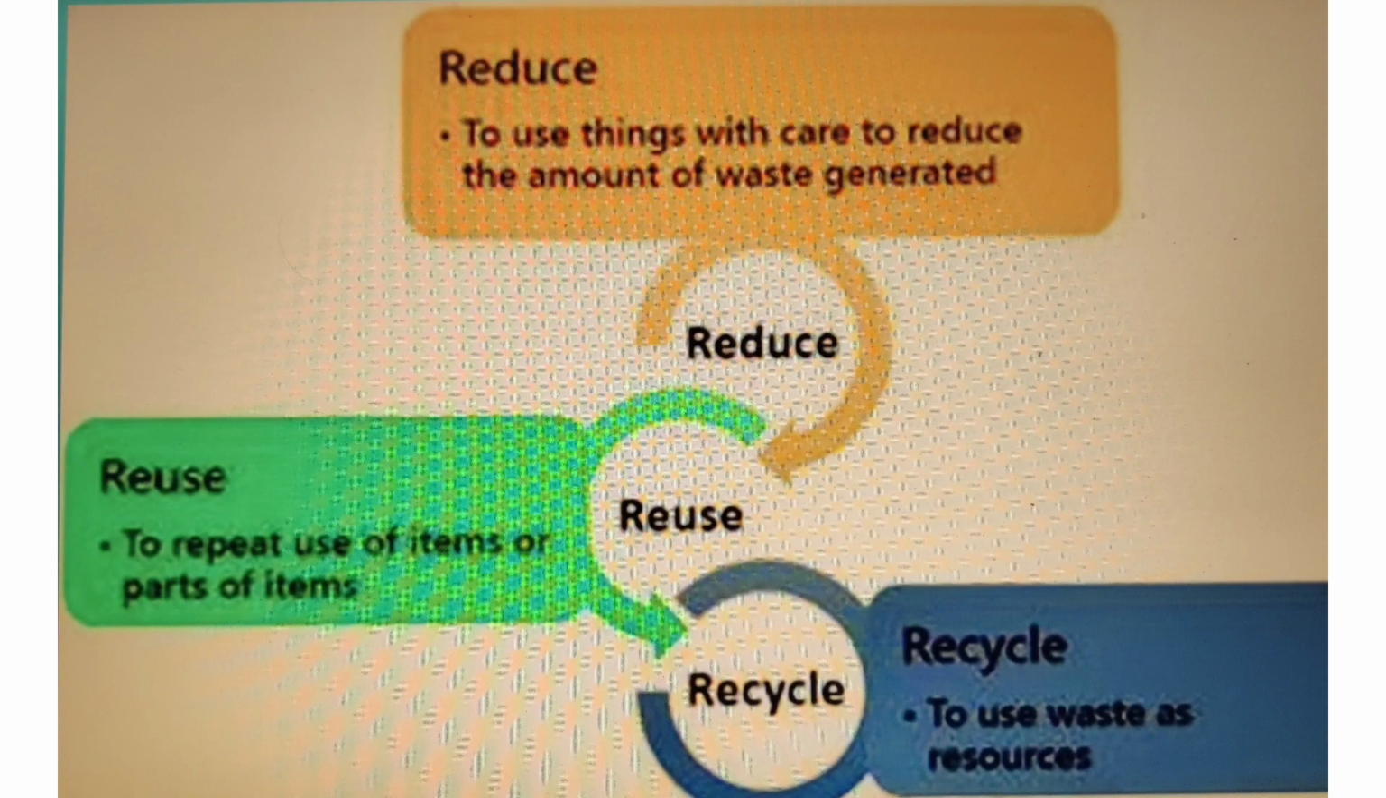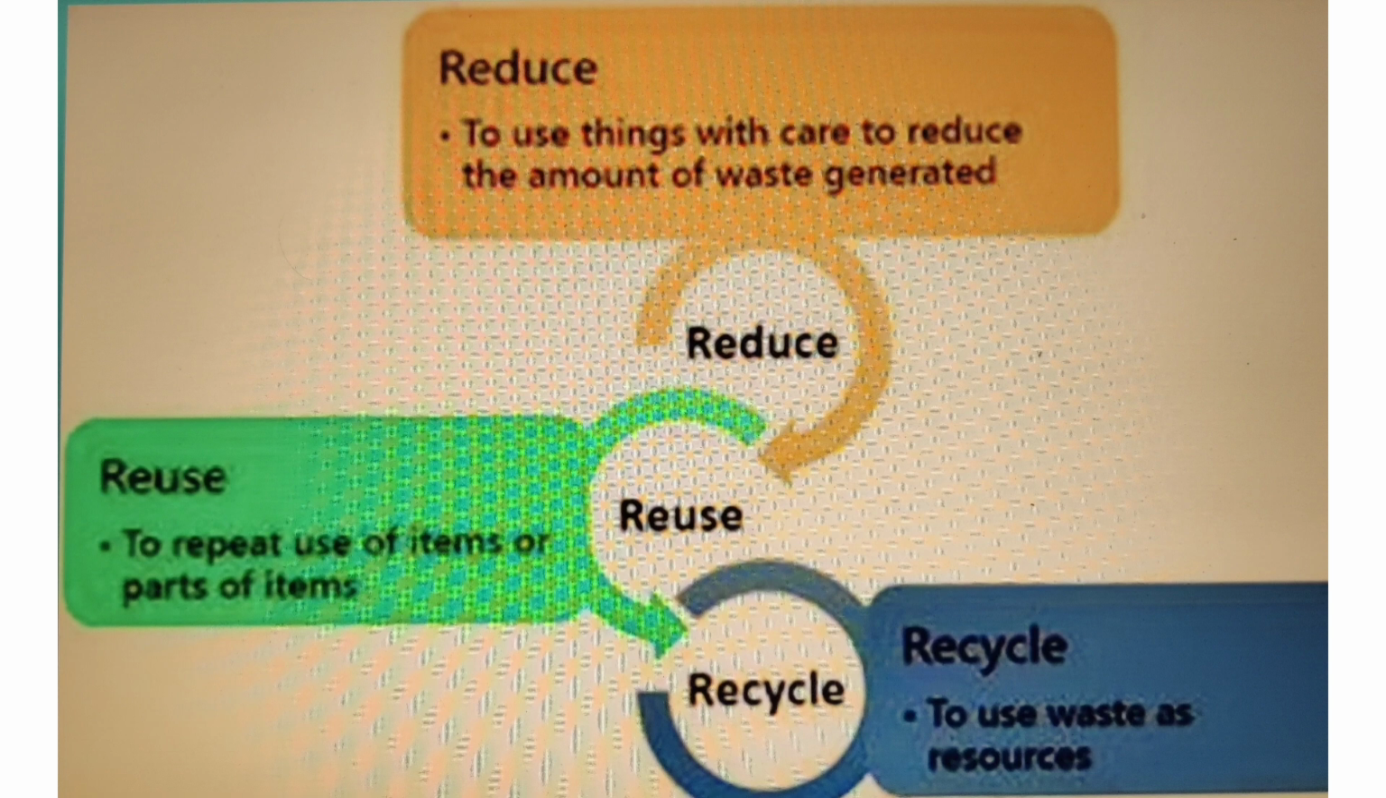So the first step in the 3R hierarchy is reducing the waste generation. Reduce means to use things with care to reduce the amount of waste generated. This involves identifying unnecessary consumption and finding alternative ways to meet our needs. So now we will see some examples of how to reduce the waste in our day-to-day life.